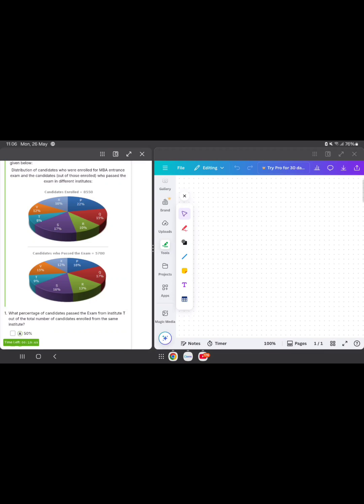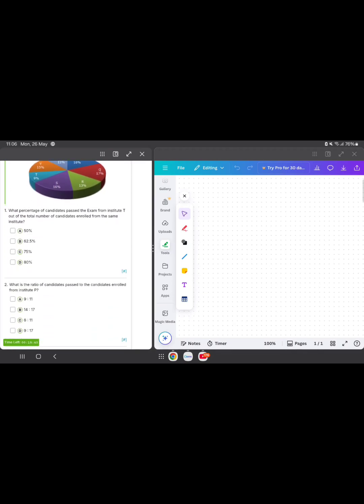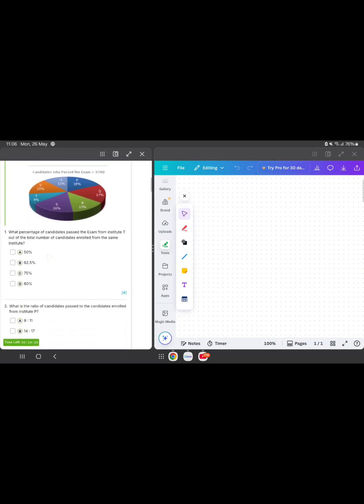Then the pie charts show the different percentages each institution makes up. So we'll start with the first question, and it says, what percentage of candidates passed the exam from Institute T out of the total number of candidates enrolled from the same institute? We can see from the total candidates who passed the exam that T makes up 9% of those candidates. The total number of candidates who passed is 5,700, so the total students who passed from T will be 9% of 5,700. So 0.09 times 5,700.